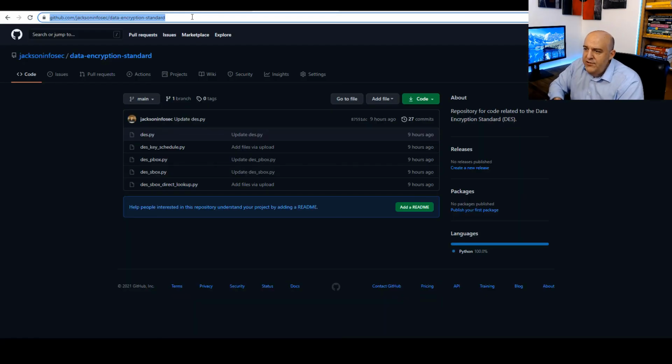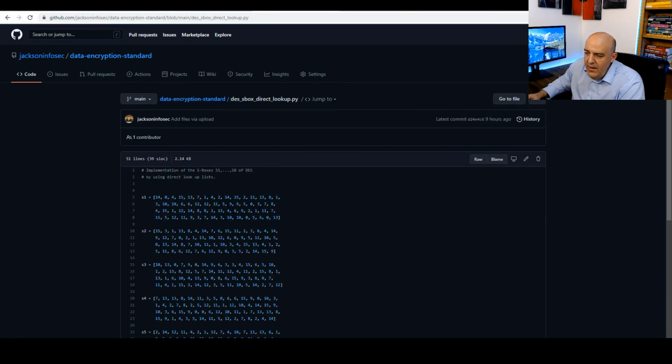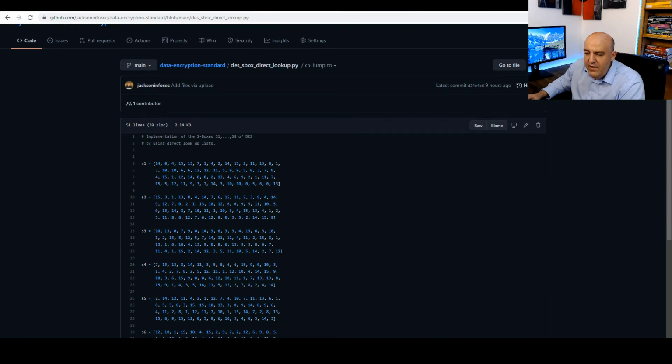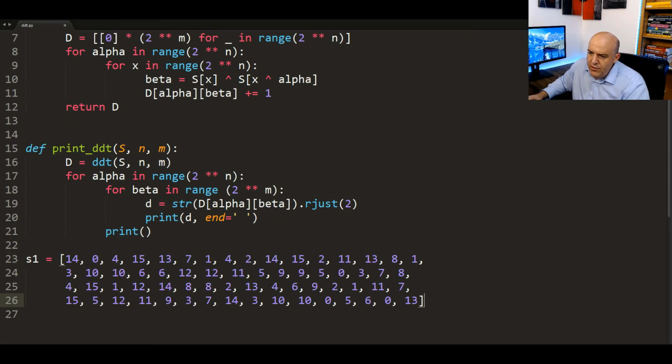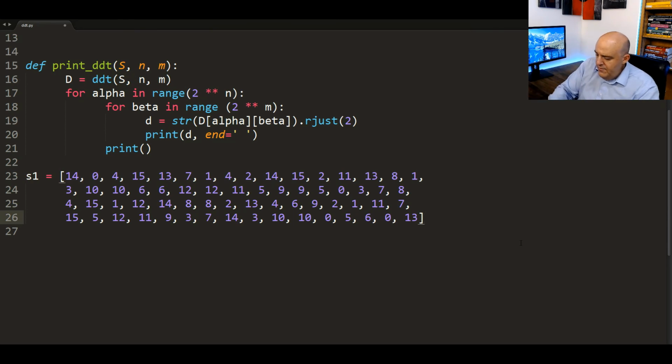If we go to my GitHub page here and we look in the repository data encryption standard, we'll see some files here. Let's look under DES S-Box direct lookup. And here we have the format of the S-Box that we need. So if we want to reproduce the table that we saw in that book, we'll take the values of the first S-Box S1 and copy them. And then let's call print DDT for this list. And remember, it has 6 input bits and 4 output bits.